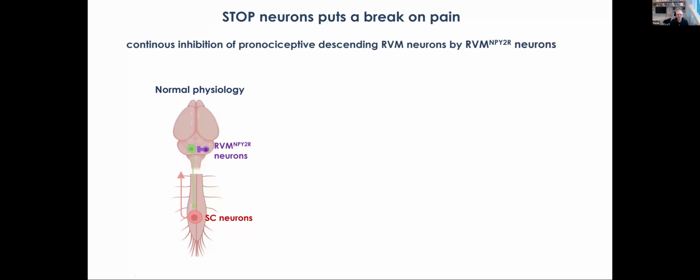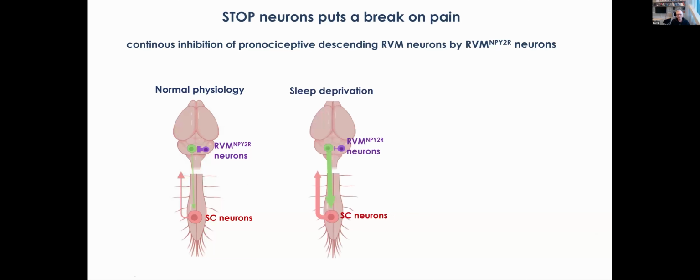So here is what we think is happening: these neurons are continuously suppressing a pronociceptive output from the RVM, which are the green cells. And that's the normal physiology of these cells. They're just continuously active, but upon sleep deprivation, activity drops in these cells, releasing the brake of the pronociceptive output that now increases the ascending pathway.